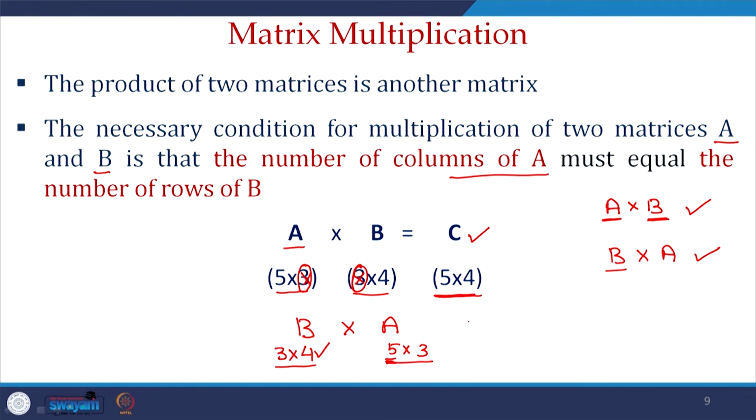So, these are not equal. So, this is not defined. We cannot multiply B with A here, whereas AB is well defined. Okay. So, now how to compute this multiplication, how to compute this resulting matrix C when the matrix multiplication is defined.